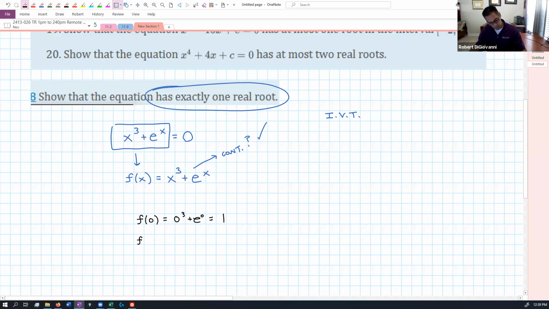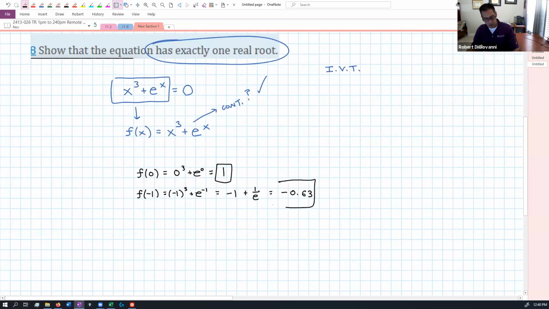Let me try -1. What happens if I plug in -1? I plug in -1 and I cube it, so -1 cubed, and then plus e to the -1. This is the same as -1 plus 1 over e. But wait a minute, 1 over e, that's a small number. So if I do this on my calculator, -1 plus 1 divided by e, I get -0.63. So look what's happened here between -1 and 1.